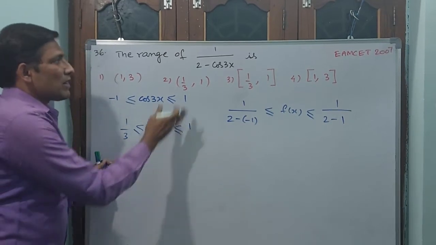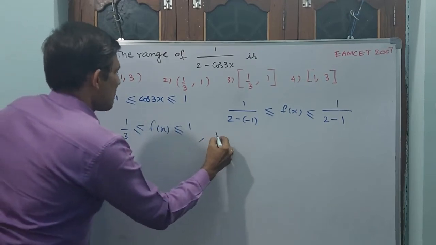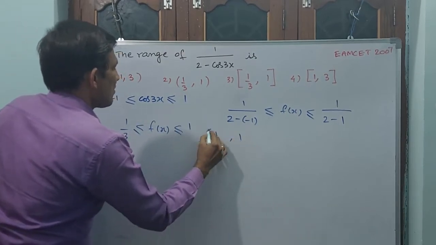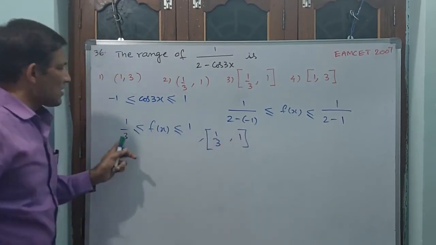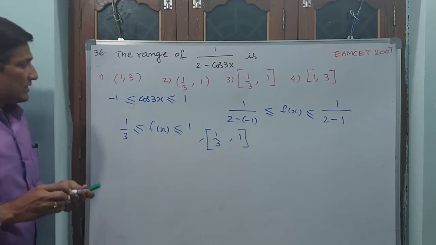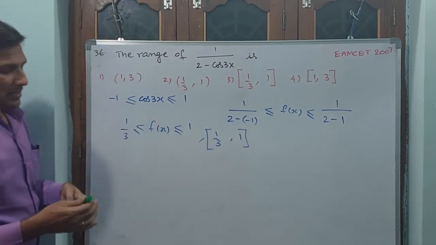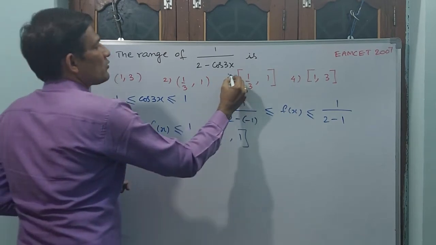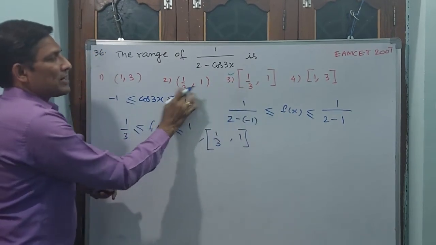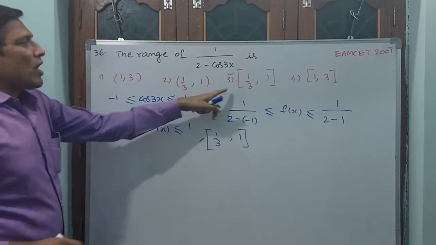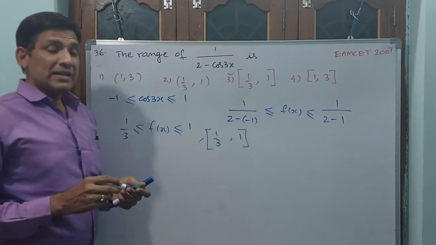Then by seeing this, what you can say here is the range 1 by 3 to 1, a closed interval, not an open interval. This closed interval came from cos theta. That means this is the answer. Same answers are there, but open interval and closed interval. You have to opt for the closed interval. Okay, you understand this?